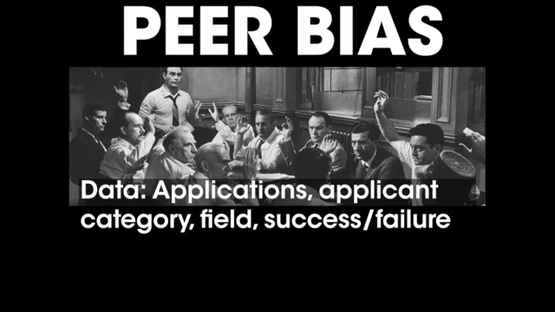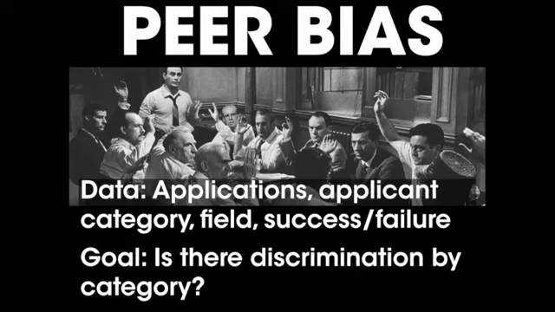So the data are a large set of applications, and the data we have are the applicant's social category. And this is some category that we suspect might be a target of discrimination. So it could be gender, it could be cultural background, it could be health status, it could be a large number of things that will have this structure. We also know the field that each application is applied to. This could be academic field, department, and so on. And then we know whether the application was successful or whether it was a failure.